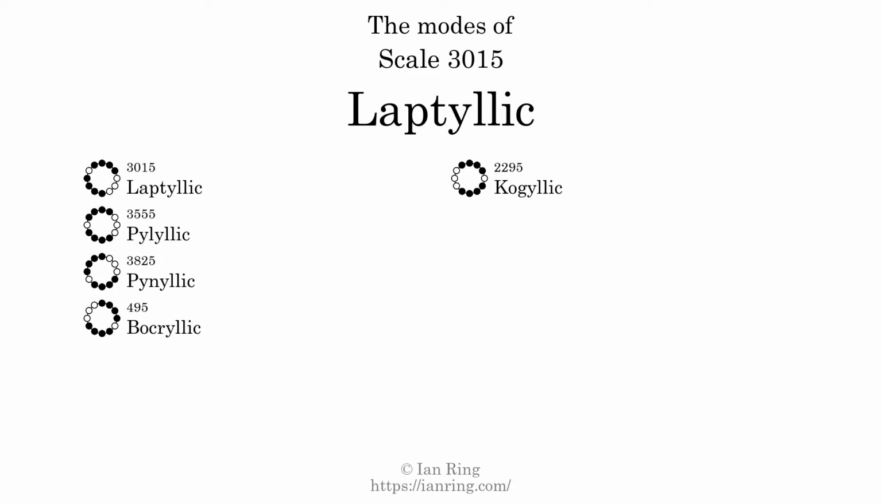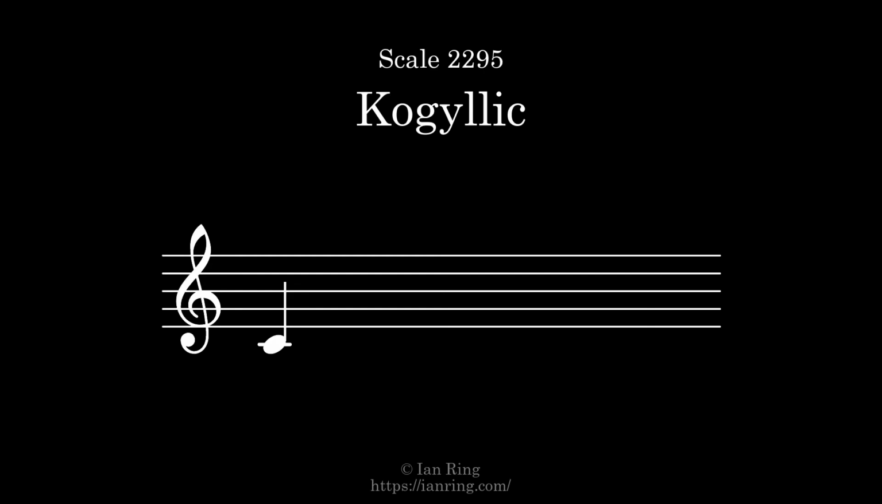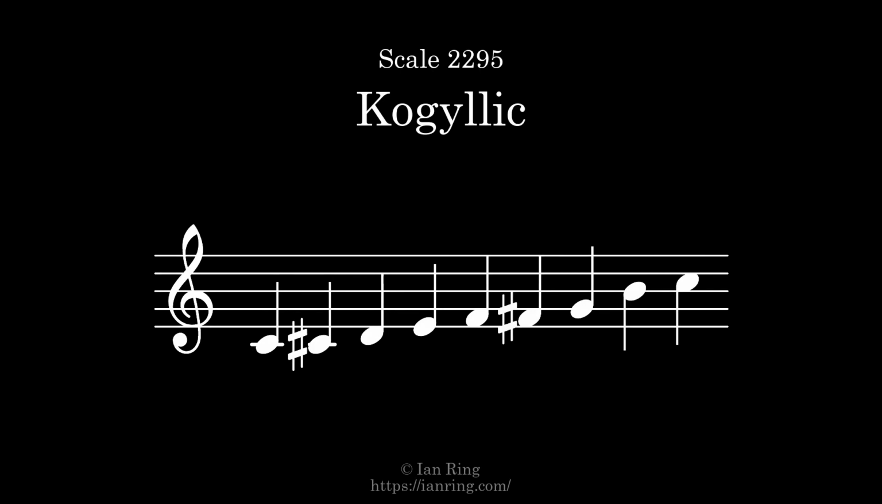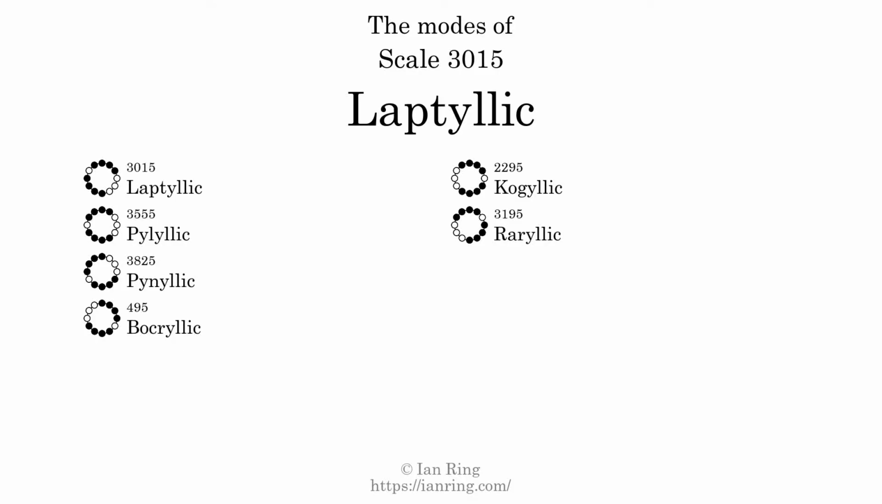The fifth mode is scale 2295, also known as Kajalik. It sounds like this. The sixth mode is scale 3195, also known as Ryrylic. It sounds like this.